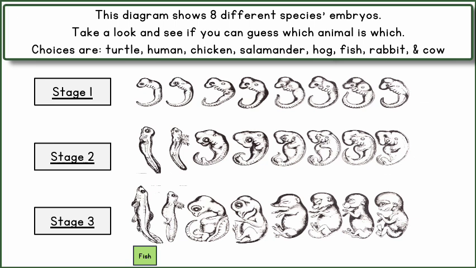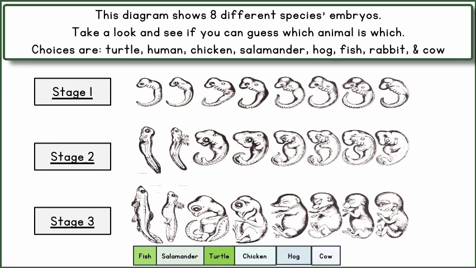So our first was a fish. Then we have our salamander, our turtle, chicken, hog, cow, rabbit, and human. Go ahead and put in the chat how many of those you got right. And for your answer for this, you'll receive some PBIS points if I see it in the chat.